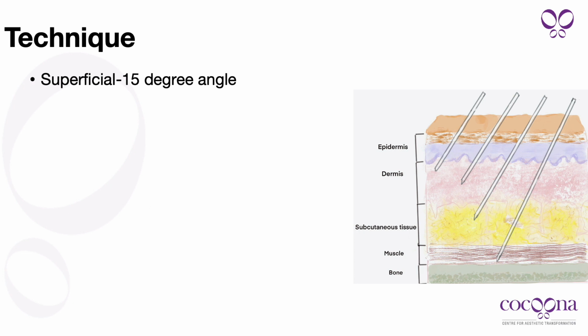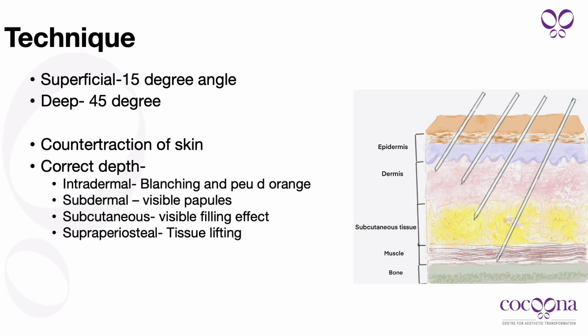It could be inside the dermis or just subdermis, and the penetration is a 15-degree angle, or it could be deep subcutaneous or supraperiosteal with a 45-degree angle penetration. Always counter traction the skin for easy penetration so you don't drag the skin while injecting. And how do you know that there is correctly placed filler?